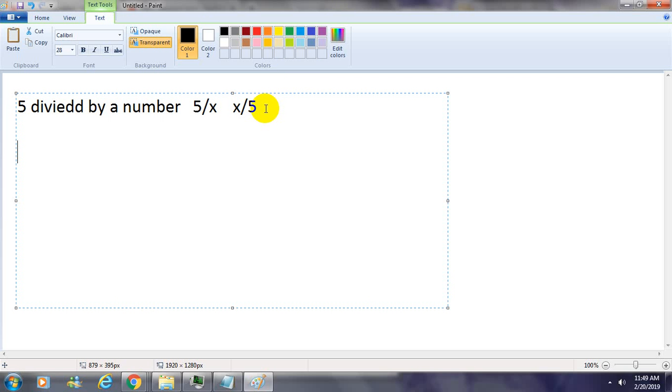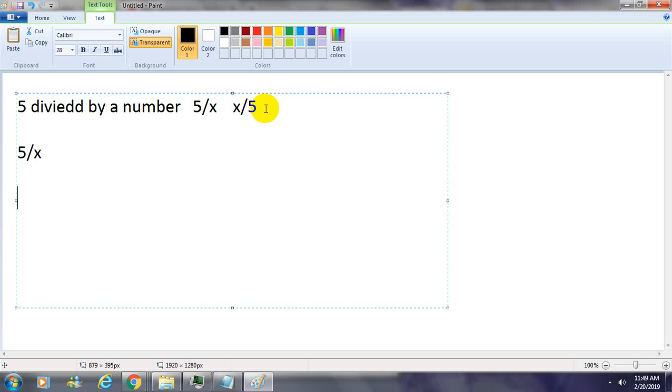5 divided by a number. Just stare at it. Read it out loud. Say it out loud to yourself. Remember yesterday how you said out loud that negative 6 times negative 3 was positive 18? Because you said it out loud, you got it right. So 5 divided by a number. So yeah, it's 5 divided by x.